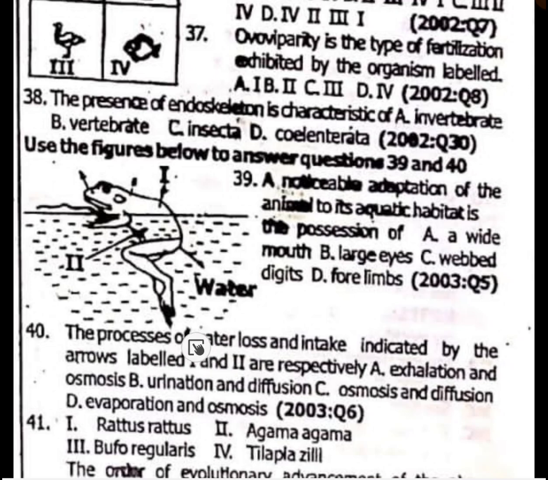40. The possession of water. The processes of water loss and intake indicated by the arrows. These arrows. Here's this one. Water loss, water intake, water loss. Indicated by the arrows labeled I and II are respectively, question 40, let's see, evaporation and osmosis. This one, the water leaves by evaporation, while the movement of water from where it is more concentrated to where it's less concentrated is called osmosis. So this one is option D.